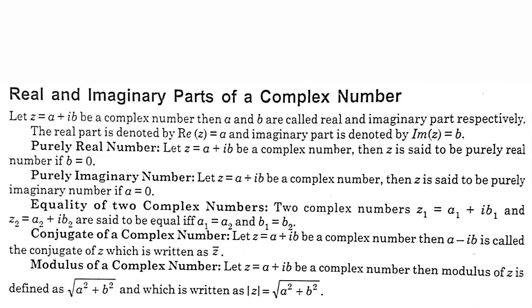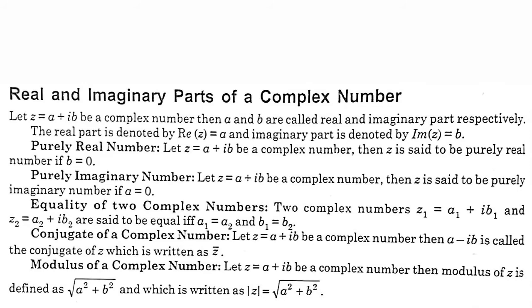Purely real number. Let z is equal to a plus ib be a complex number, then z is said to be a purely real number if b is 0. Means if the imaginary part is 0, then the complex number is purely real. Purely imaginary number: if the real part of the complex number is 0, means a is 0, then the number is said to be purely imaginary number.